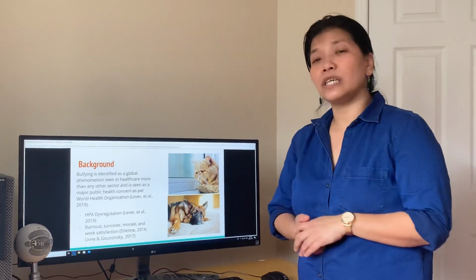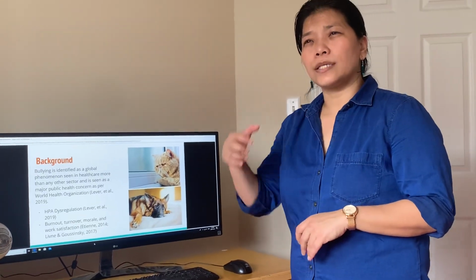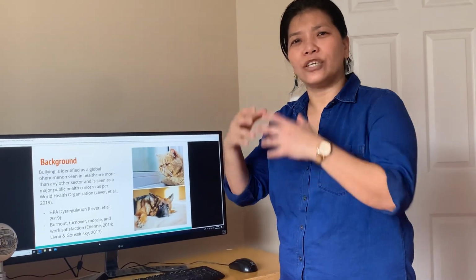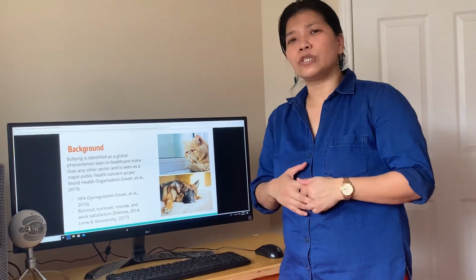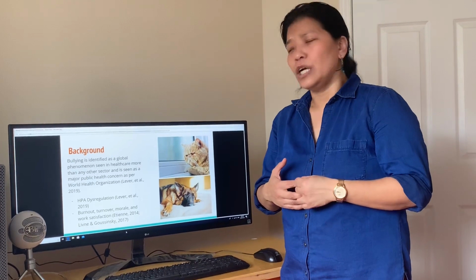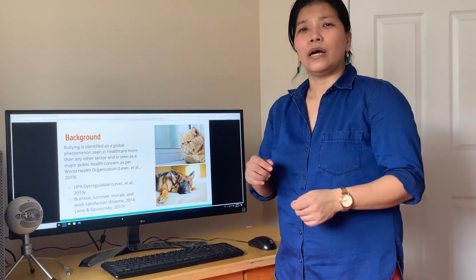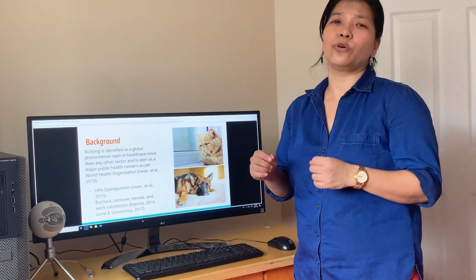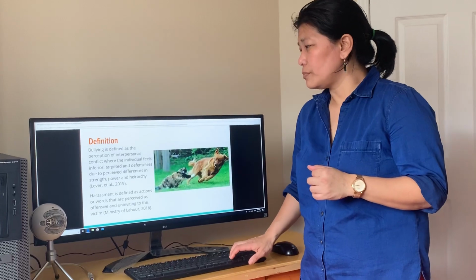It has been associated with hypothalamic pituitary axis dysregulation, which indicates that it has a generalized effect on the whole body, and it is closely associated with burnout, turnover, low morale, and low work satisfaction, thus concluding its positive correlation with increased turnover.